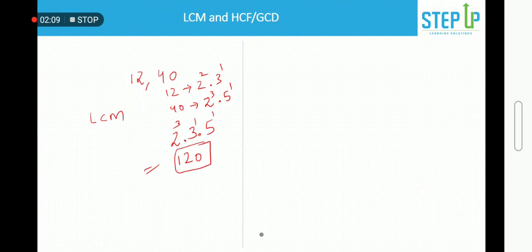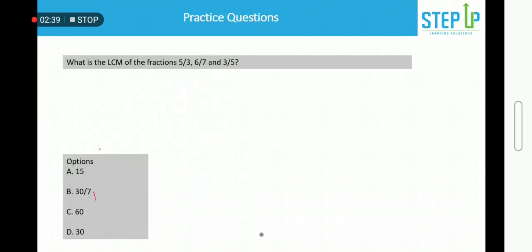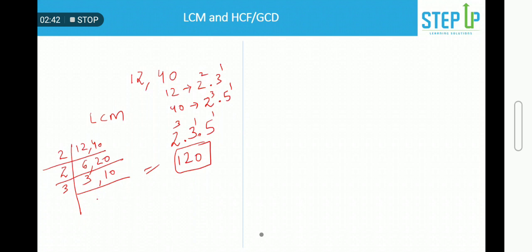Did you guys get it? If you remember in school, you must have done this method also. Let's say you have 12 and 40. What you do is you try dividing them by prime numbers. Let's say I do 2. 2 into 6, 2 into 20. Then I'll do 2 into 3, 6, 2 into 10, 20. Then I'll do 3. 3 into 1, and 10 here.